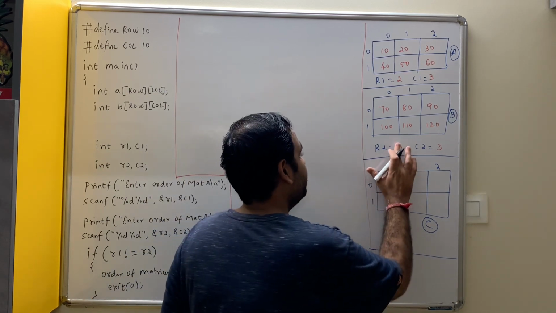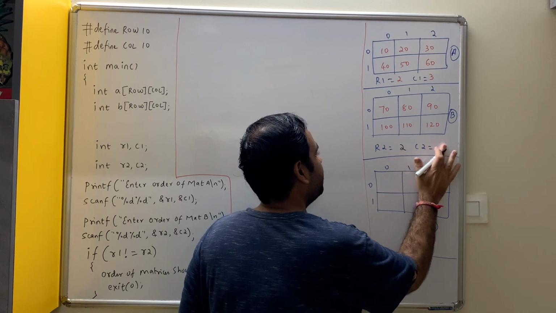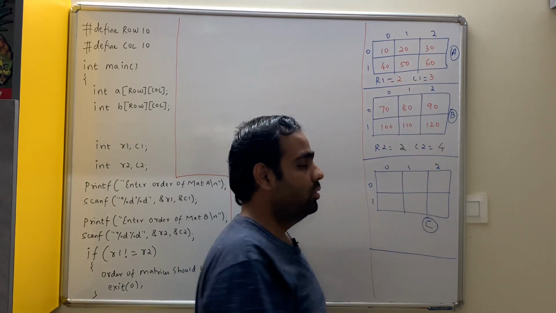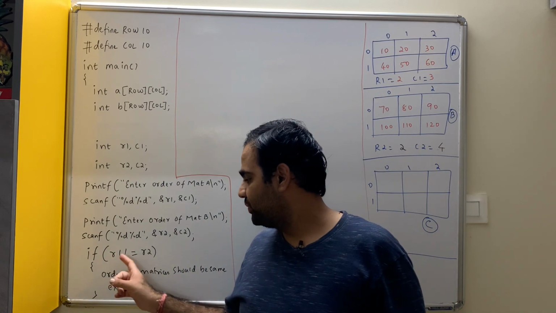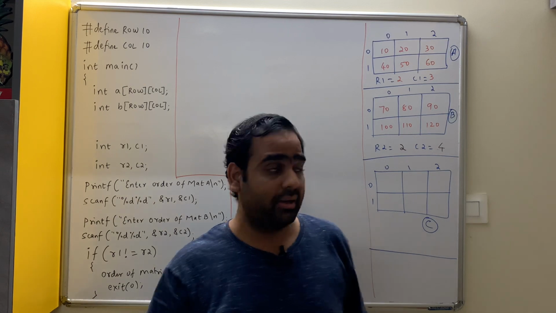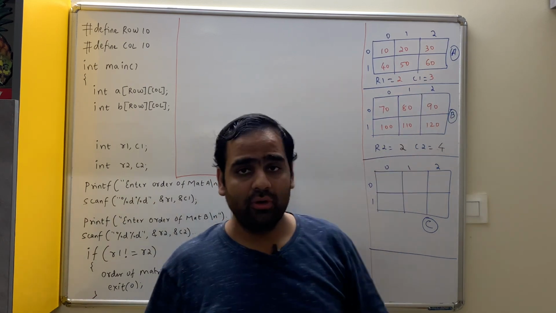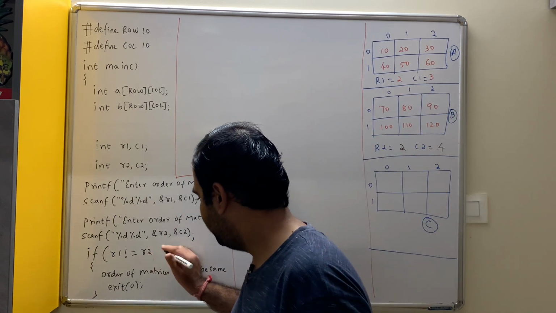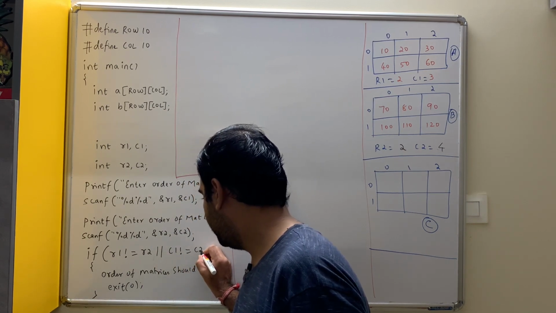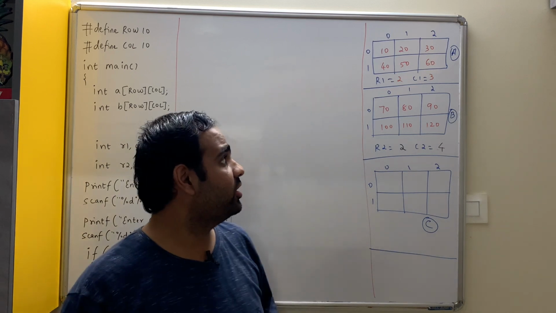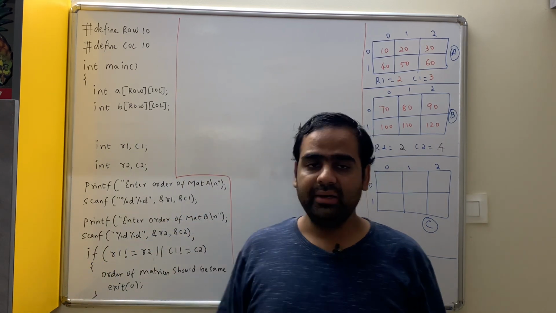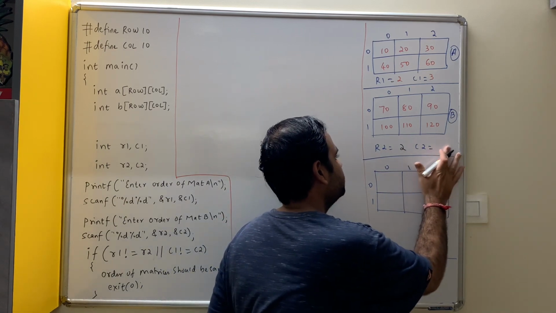Now let us assume that R2 is 2 and C2 is 4, for example. Now the value of R1 is 2, R2 is also 2, so 2 not equal to 2 is false, but C1 is not equal to C2, hence we cannot add them. Therefore we write or C1 not equal to C2. The value of C1 is 3, the value of C2 is 4, 3 not equal to 4 is true, and it says printf order of matrices should be same.